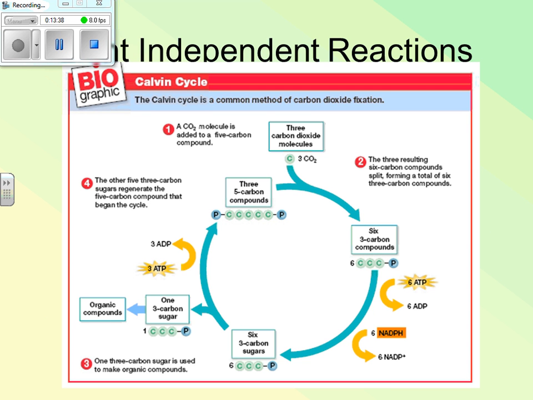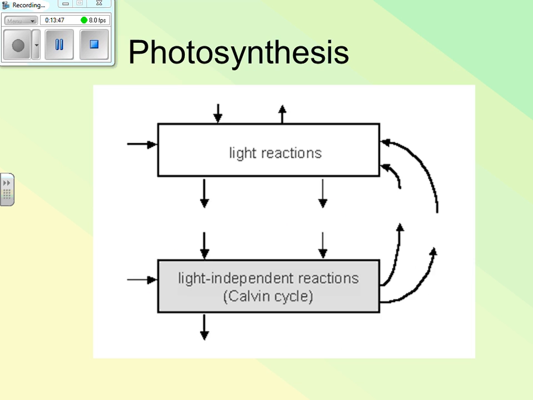So here's sort of a complicated picture of how that all works. I'm going to show you a less complicated picture. This is going to be found in any kind of biology book, this complicated picture of the Calvin cycle. But I think here's a better way of going over the processes.